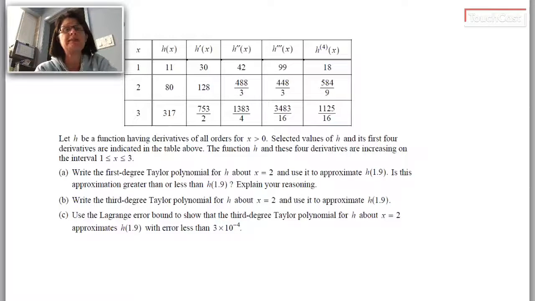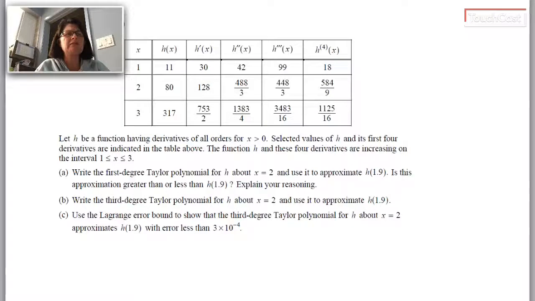So if you think back to the example we did in the last video, where we had to make a graph, we're just going to talk about the error bound, the third derivative, to figure out the behavior of the third derivative, to find some sort of upper limit on it. This is how that idea might show up on the AP test when we get to part C of this question. So check out part A.